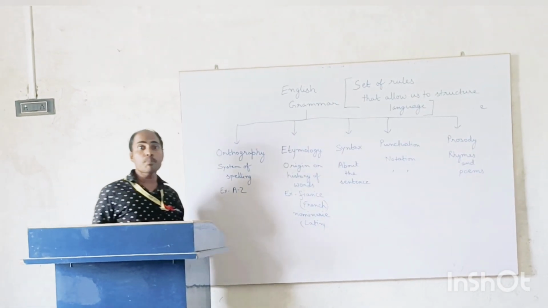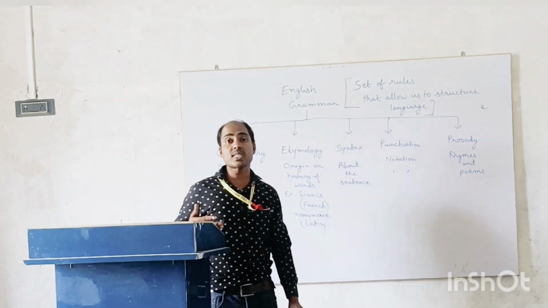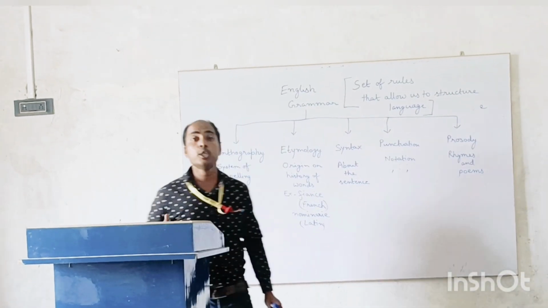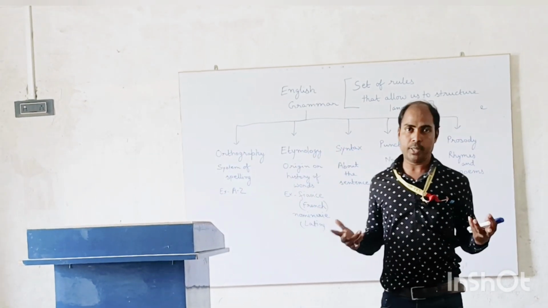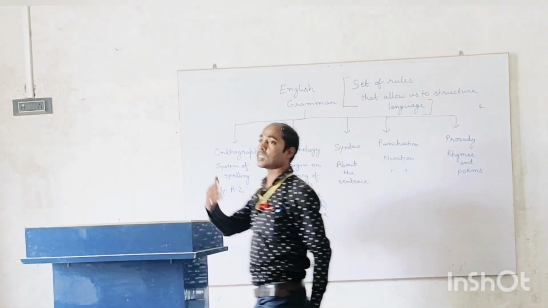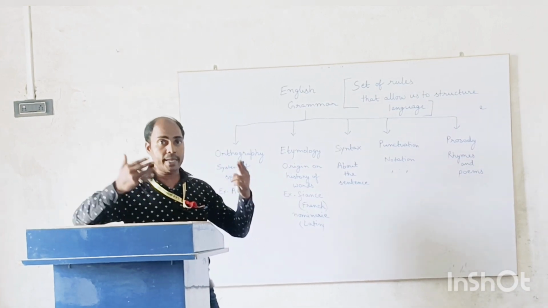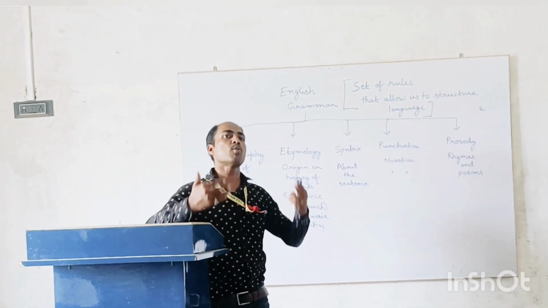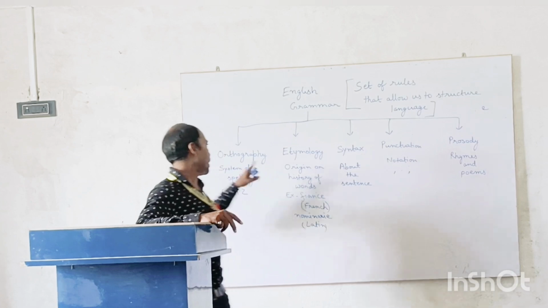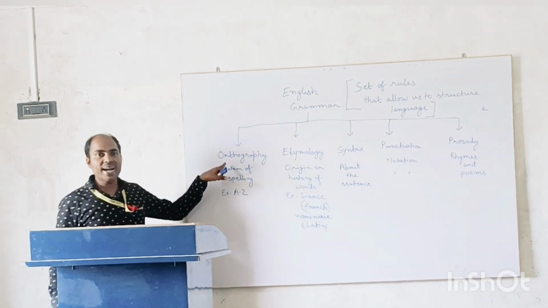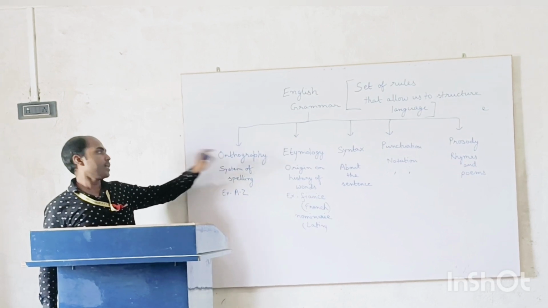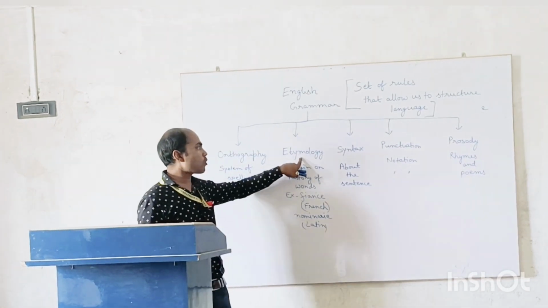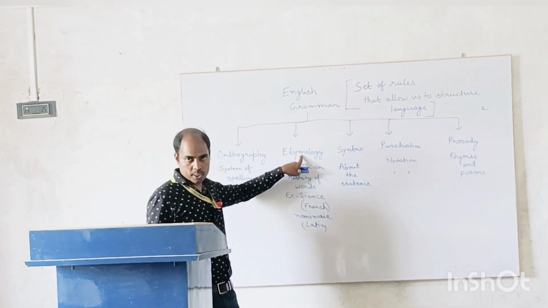For example, suppose anyone asks you what is the spelling of apple, you say A-P-P-L-E is apple. So we use the spelling A-P-P-L-E. This is the system of spelling that we use in English grammar, and that comes under the category of orthography.